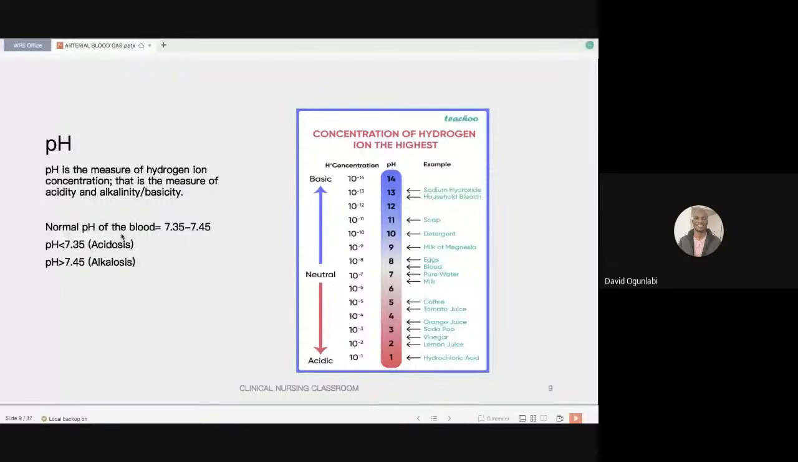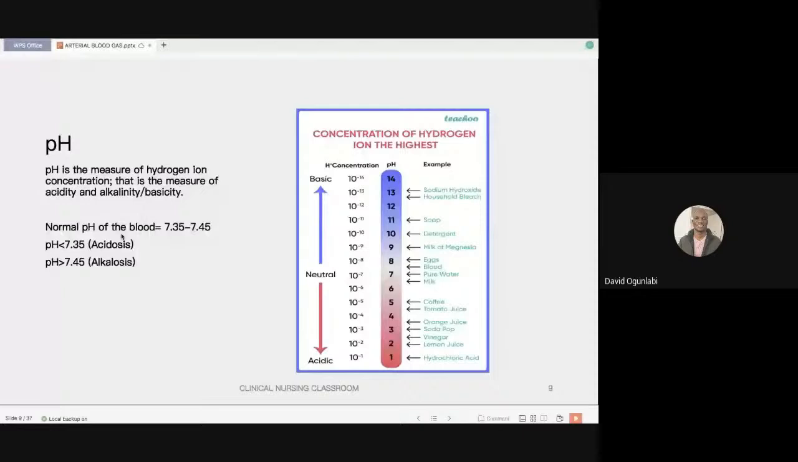So for this lecture, the normal pH of the blood is between 7.35 to 7.45, which means anything lower than 7.35 is a state of acidosis. And anything greater than 7.45 is a state of alkalosis. This is golden. This is very important. pH less than 7.35, acidosis. pH greater than 7.45 is alkalosis.